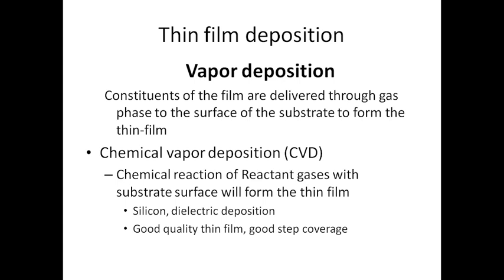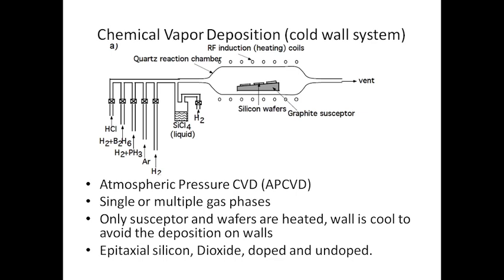So that's why it is a good step coverage, and of course the conformal deposition will also be there. This is how a chemical vapor deposition will happen. One of the techniques is also called atmospheric pressure CVD. So the pressure at which this will be operating is the normal atmospheric pressure.